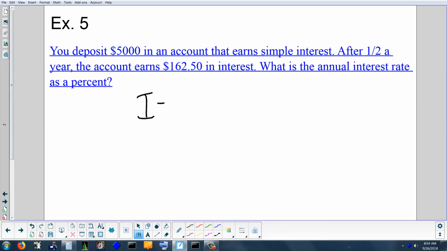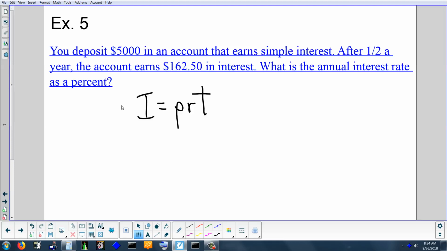I equals PRT. What is the annual interest rate? I'd like you to write the answer as a percent, because that's how most banks, that's how anybody tells you an interest rate. It's always a percent. But don't worry about that till the very end. So I is going to be what? Interest.